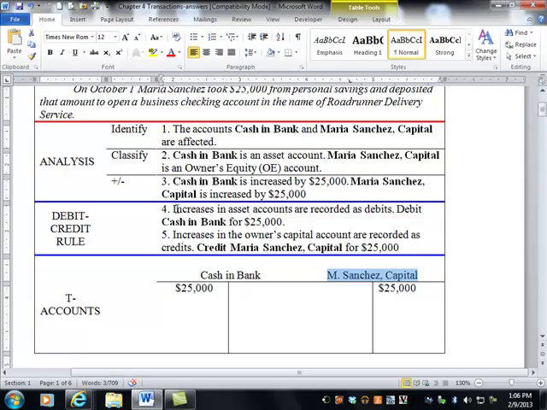Again, stating right here, increases in assets are recorded as a debit. So on the debit side, I increase cash and bank. Increases in capital accounts, like Maria Sanchez, are recorded as credits. The increase of a capital account is recorded on the right side. So this is how we're going to go through these next 6 transactions.